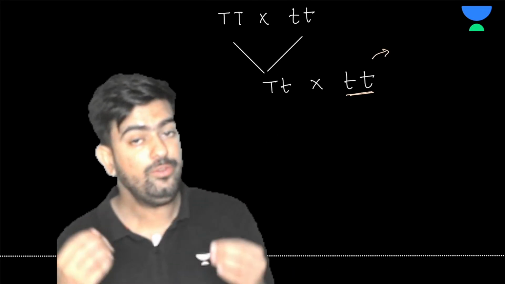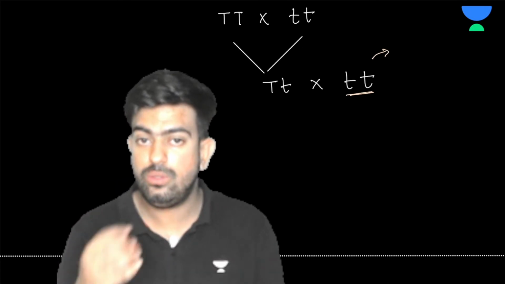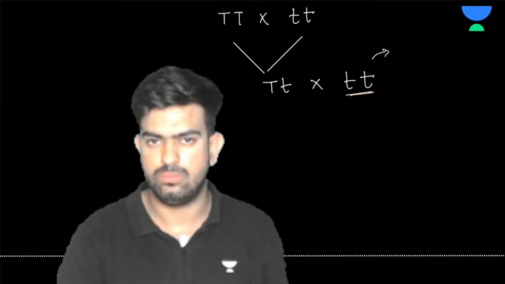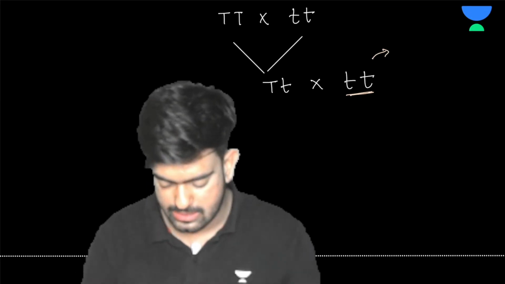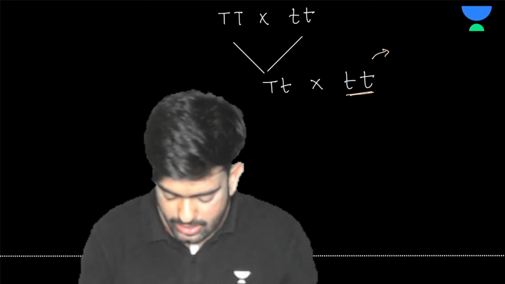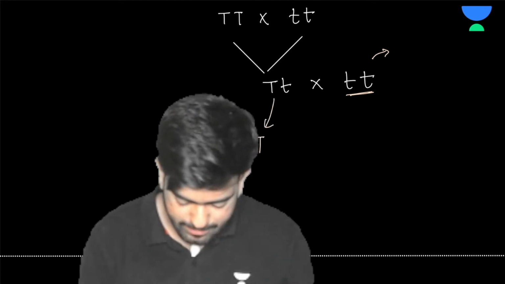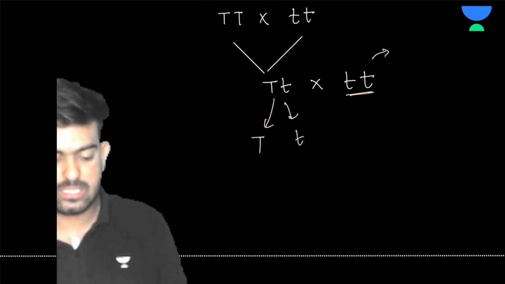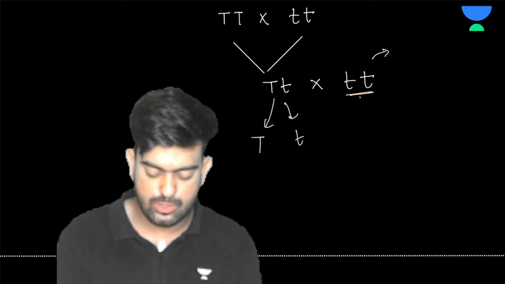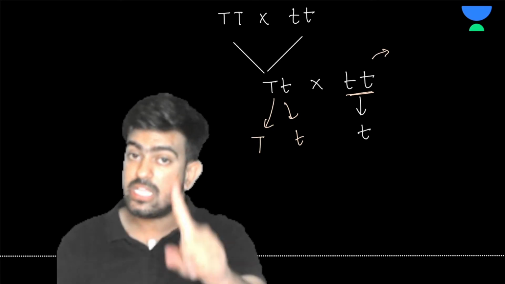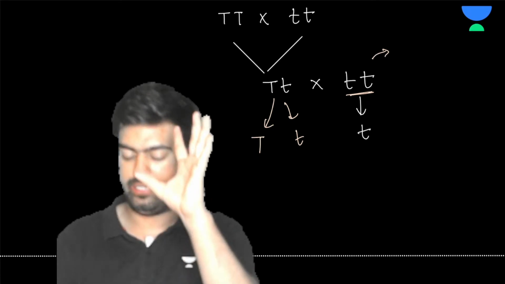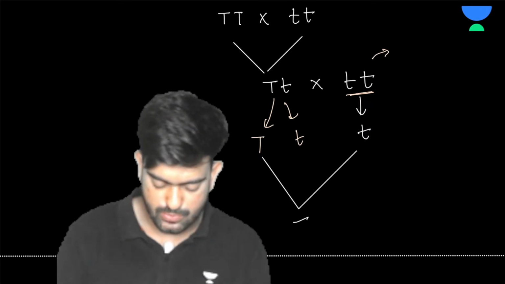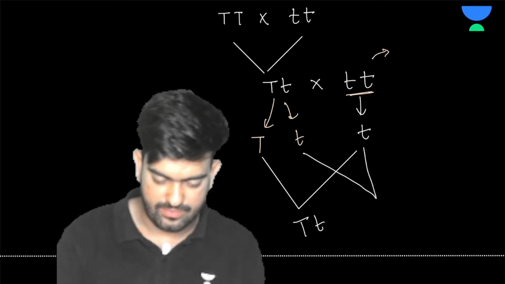Yes or no? Can you find out the cross here? Can you figure out what kind of genotypes we are going to get? Okay, I'll do it for you. Don't worry. So here we are going to get two types of gametes. And in this case, small t small t is going to give us just a single type of gamete, which is small t. Now let's do mix and match.